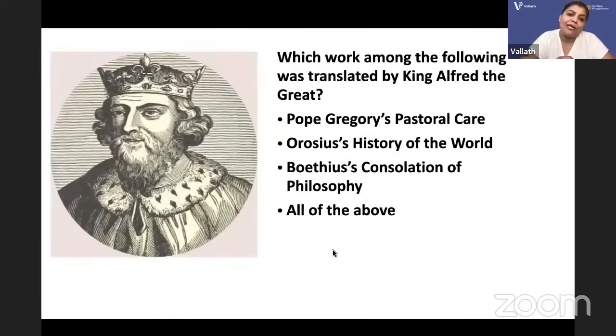Very good. Which work among the following was translated by King Alfred the Great? Is it Pope Gregory's Pastoral Care, Orosius's History of the World, Boethius's translation of Consolation of Philosophy? Looks like all of the above. But Boethius's Consolation of Philosophy was translated by Chaucer, isn't it? Did Alfred the Great translate it? Think. What is correct? All of the above is the answer. King Alfred translated works. He also got the Anglo-Saxon Chronicle written. Don't you remember? Anglo-Saxon Chronicle. He also translated Pastoral Rule or Pastoral Care by Pope Gregory, History of the World by Orosius, Consolation of Philosophy by Boethius. Did you know consolation was a genre in itself?